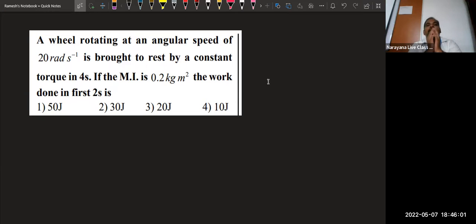Tell me, share your free thoughts. Sir, we can take omega 1 as 20 radians per second, omega 2 is 0. So using v equals u plus at, time given 4 seconds, alpha will be 5. Then multiplying with the moment of inertia, we get tau. Alpha is not given, you have to find it. Then multiplying by moment of inertia, we get torque, sir.